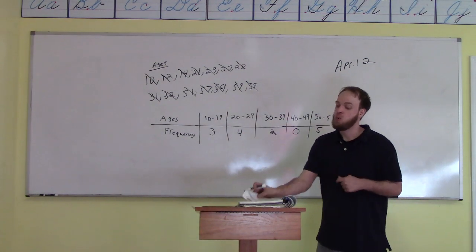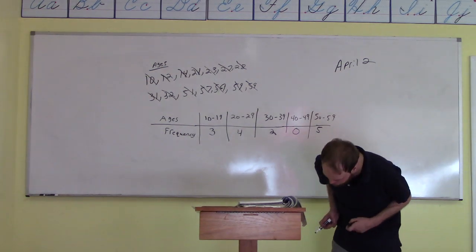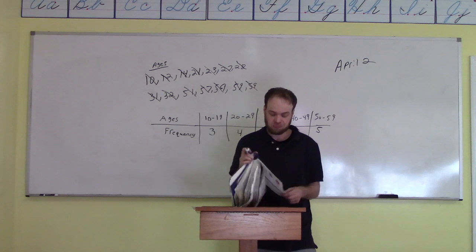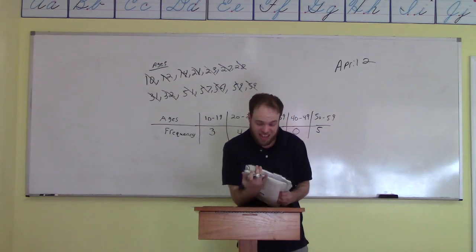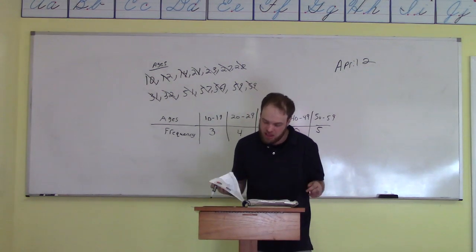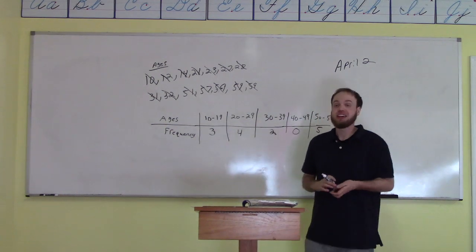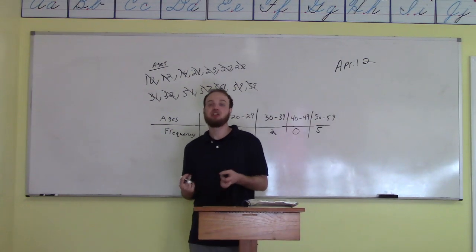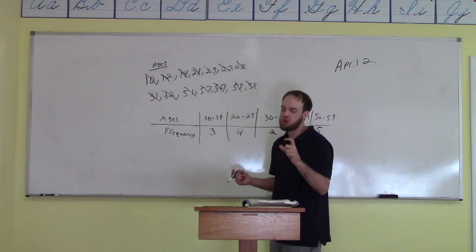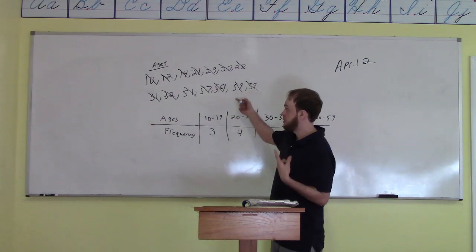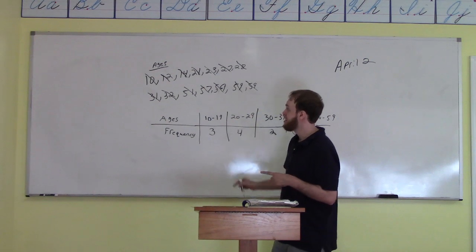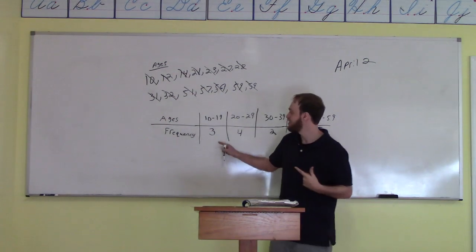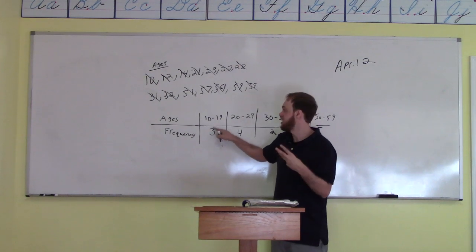Now I need you to flip to page 358. 358 gives you an example of a histogram. A histogram is basically a bar graph, except it doesn't tell you the individual number. When I'm fixing to make this histogram, it's not going to actually show me the 12 or which one of those it is. It's just going to show me that there were 3 of them in that range.